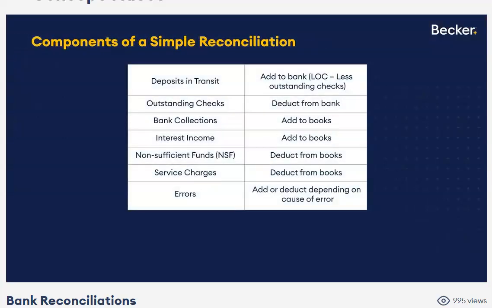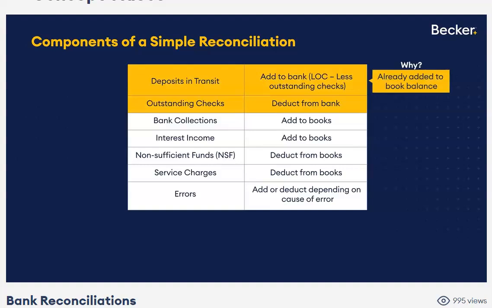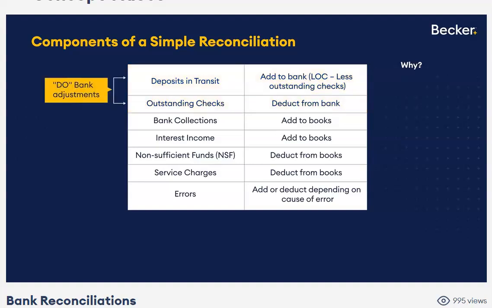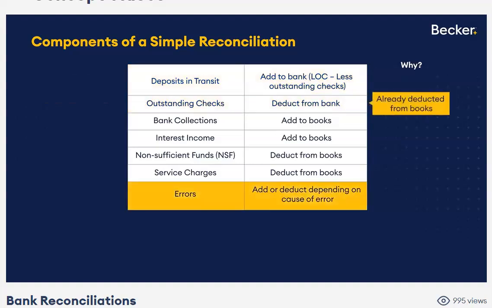Okay, so the components of a simple reconciliation, we got to do our bank adjustments. When we adjust the bank balance, two things we're looking for. Deposits in transit. Now that's already in the book balance, so we got to add that to the bank balance. And then the outstanding checks. That's already been deducted from the books, but it hasn't been deducted from the bank yet. So those are our two main bank adjustments, other than maybe there's an error. If there's no error, just do your bank adjustments, add your deposits in transit, subtract your outstanding checks.